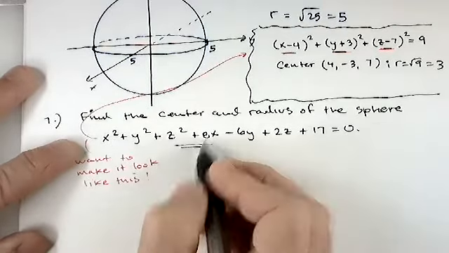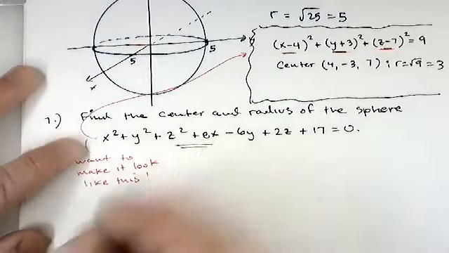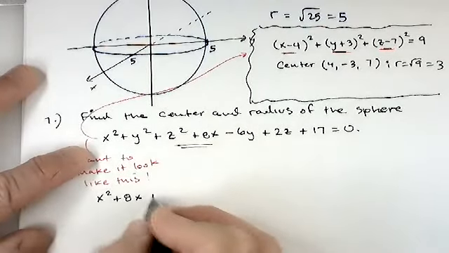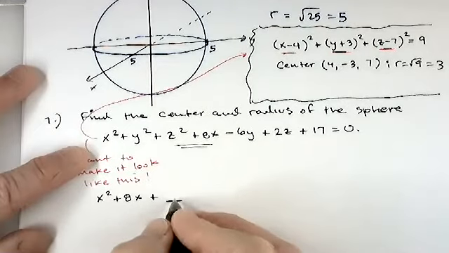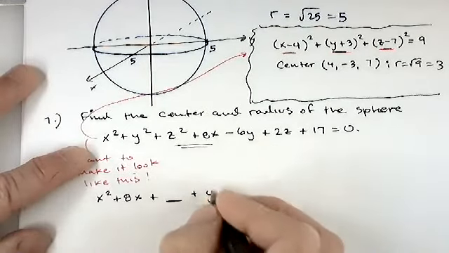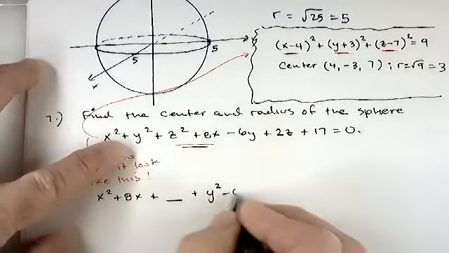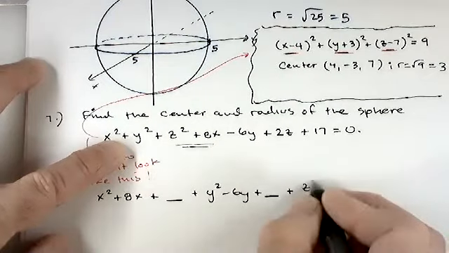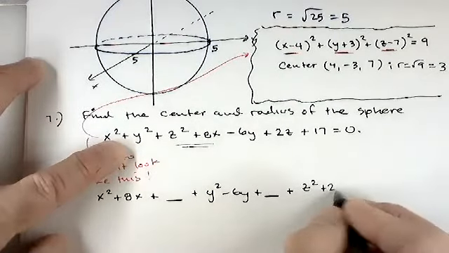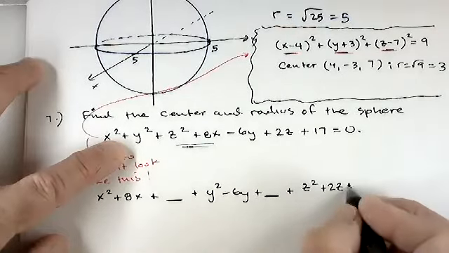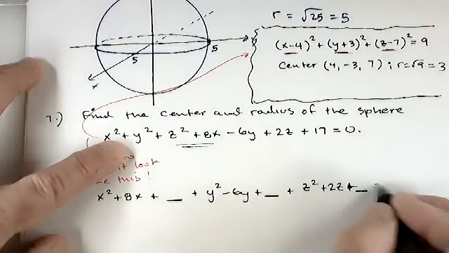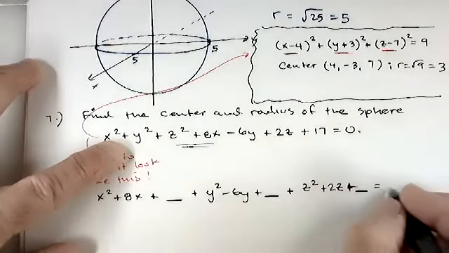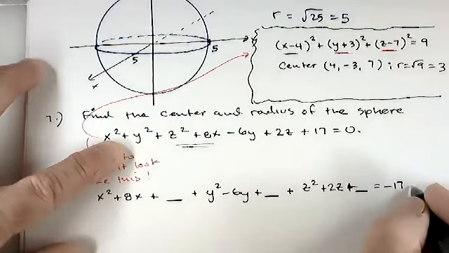So I'm going to group my x terms together. So I have x squared. I'm going to move the 8x next to it. I'm going to complete the square. I'll do that in a second, so we'll leave a blank there. Then I'm going to gather my y terms, y squared minus 6y plus something, z squared plus 2z plus something. And then actually with a sphere, you kind of want all your numbers by themselves. You want them over on the other side. So I'm going to move the 17 over, -17.